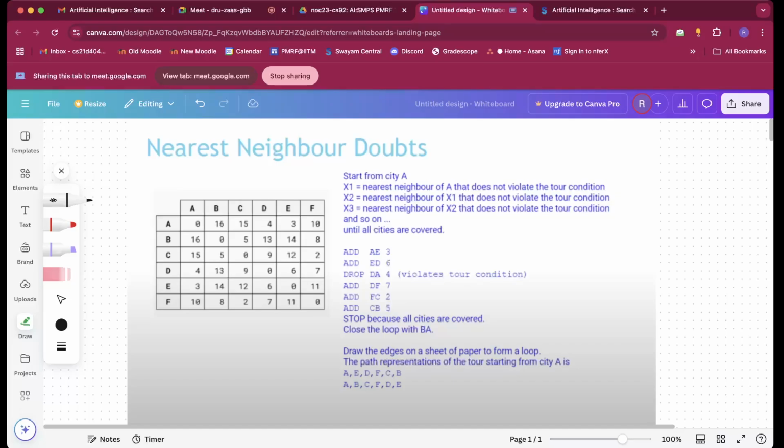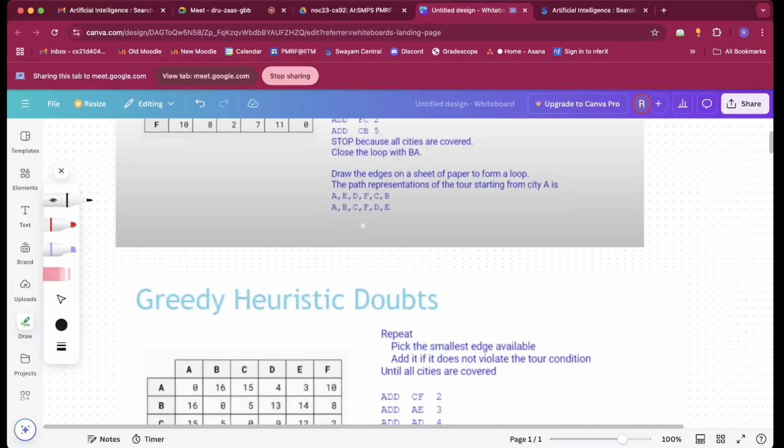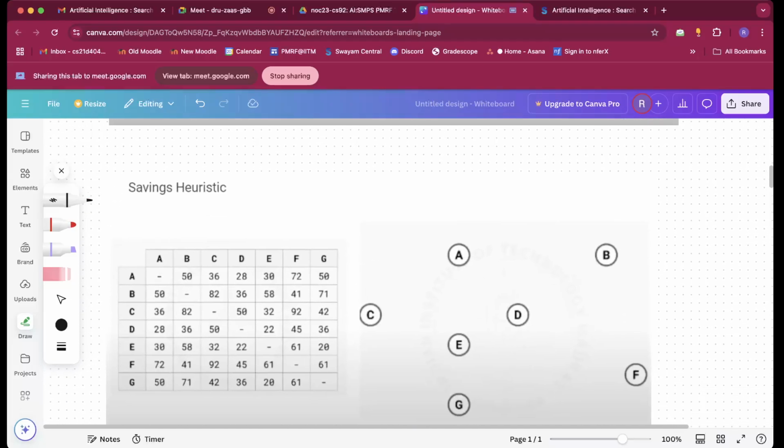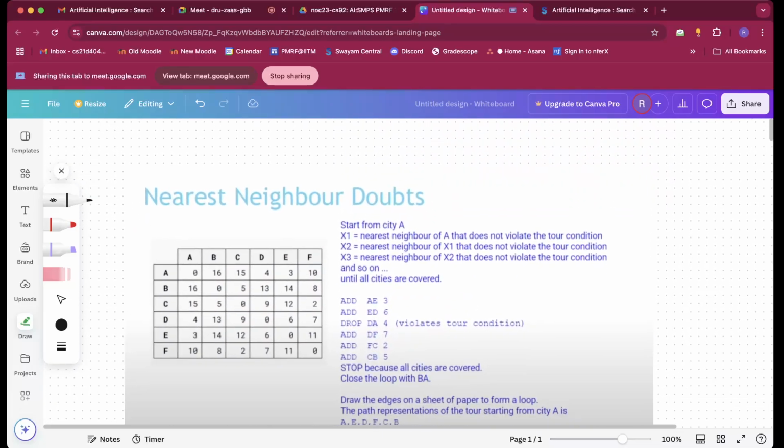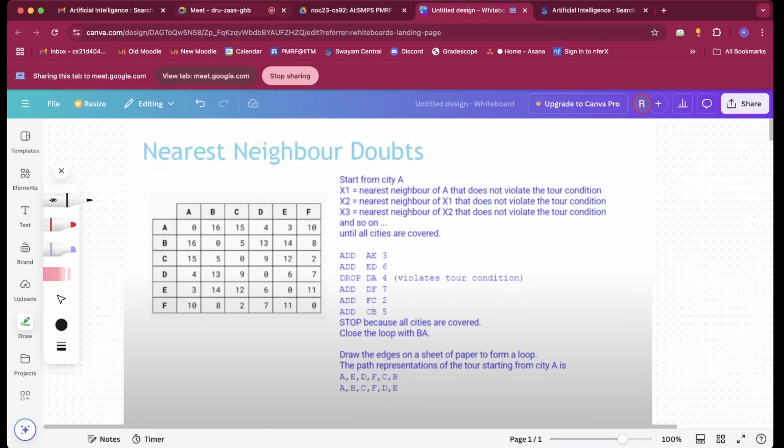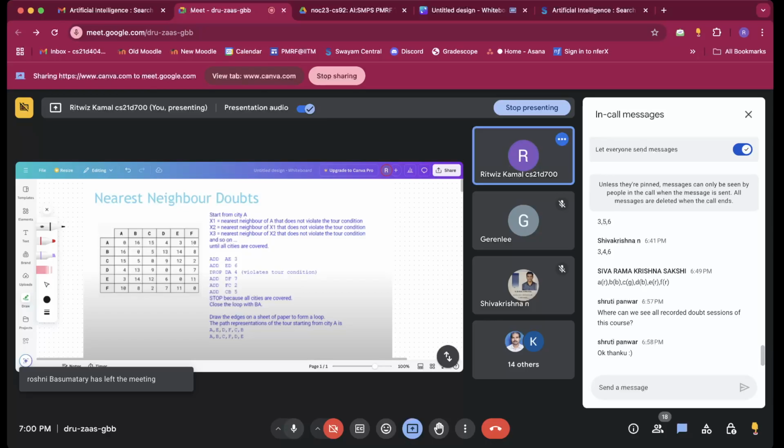Okay, so this nearest neighbor, greedy heuristic and savings heuristic is something that has been coming up quite a lot. So let's just go over an example for each of these.